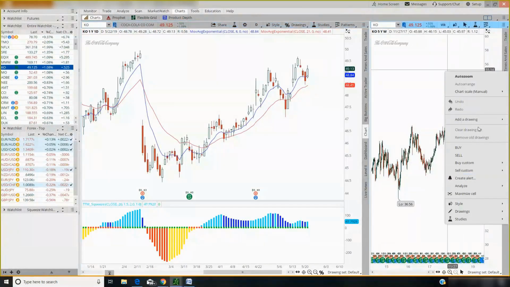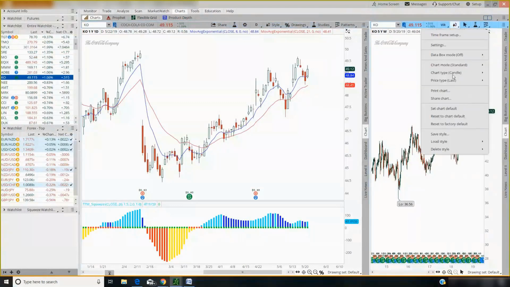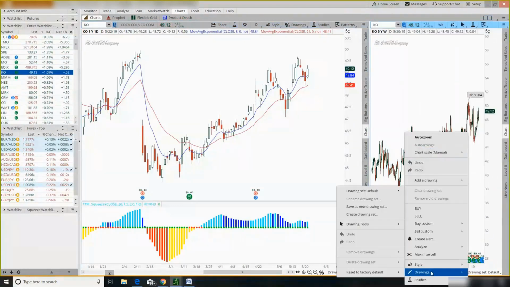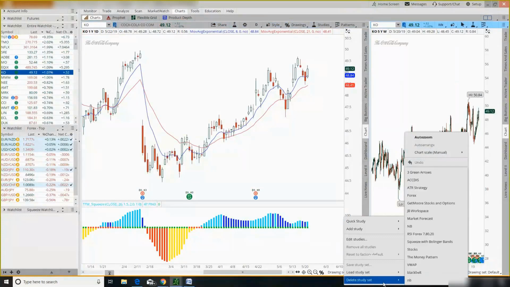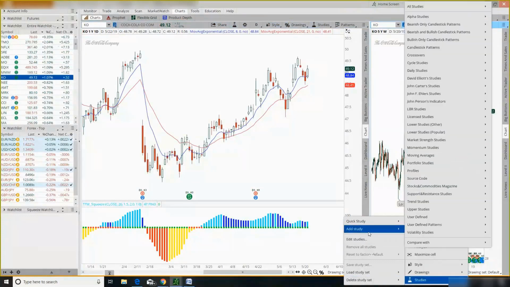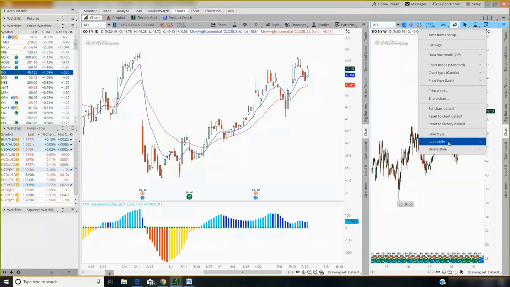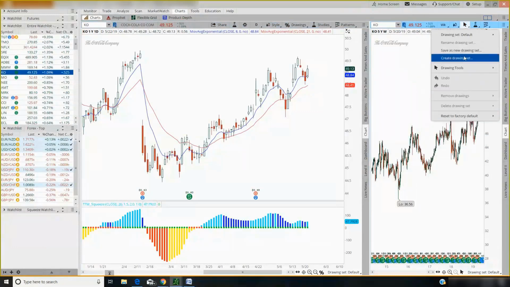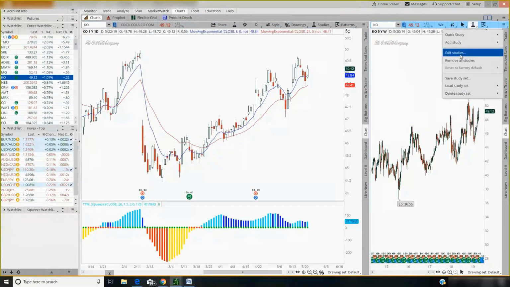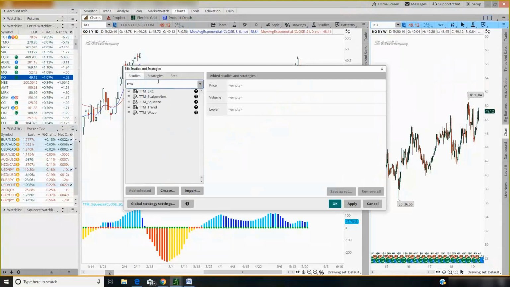I am going to go to studies, and I'm going to add a study, and I'm going to add the squeeze. Hang on, I want to see if there's an easier way. Whenever it's like this, it's kind of harder for me, but hang on. Right there. There we go. Edit studies. I'm going to add the TTM squeeze.